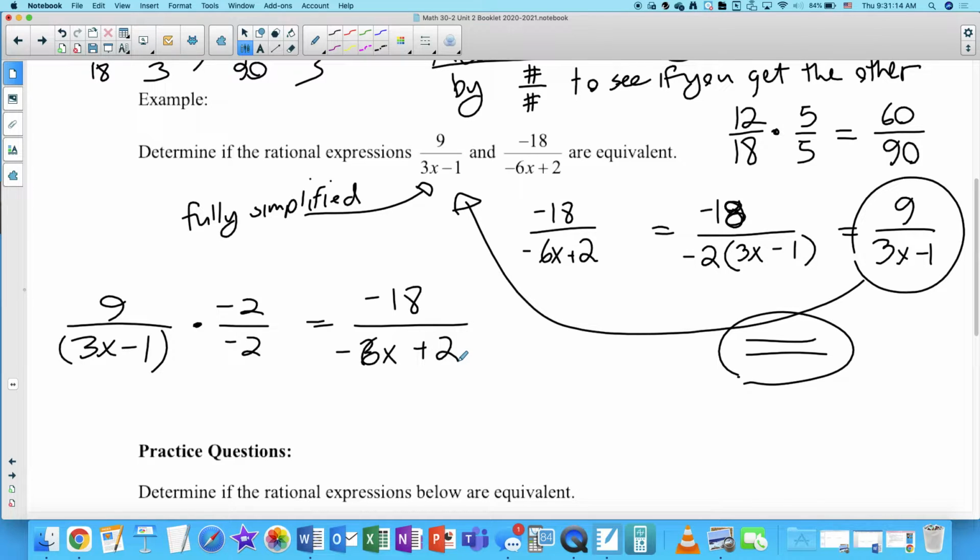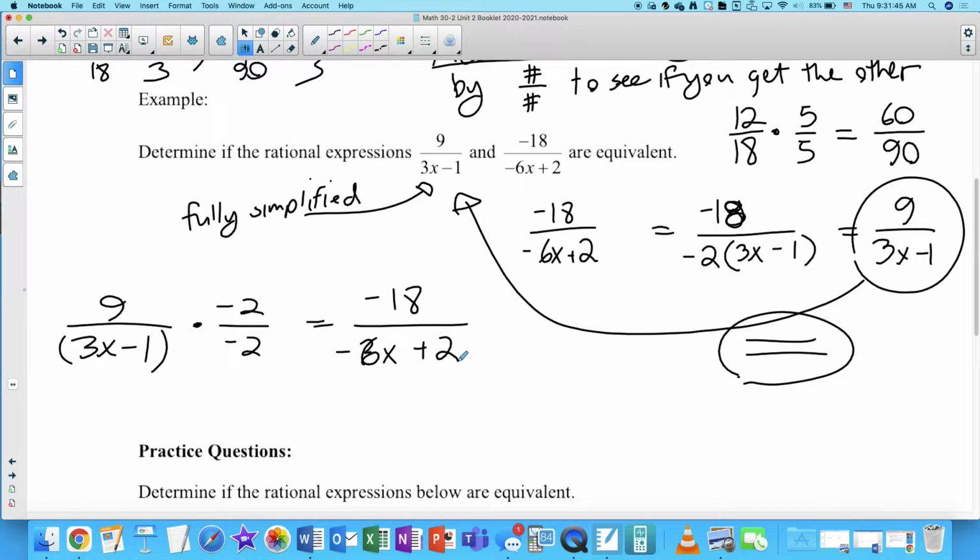There's actually 2 suggestions that I have. Number 1, you can pick any x value you want. The only one that I would recommend not picking is 0, because sometimes that gives you false positives. But let's say you pick x equals 1. Plug x equals 1 into here, see what the answer is. Plug x equals 1 into here, see what the answer is. If you get the same thing, chances are they are equivalent.